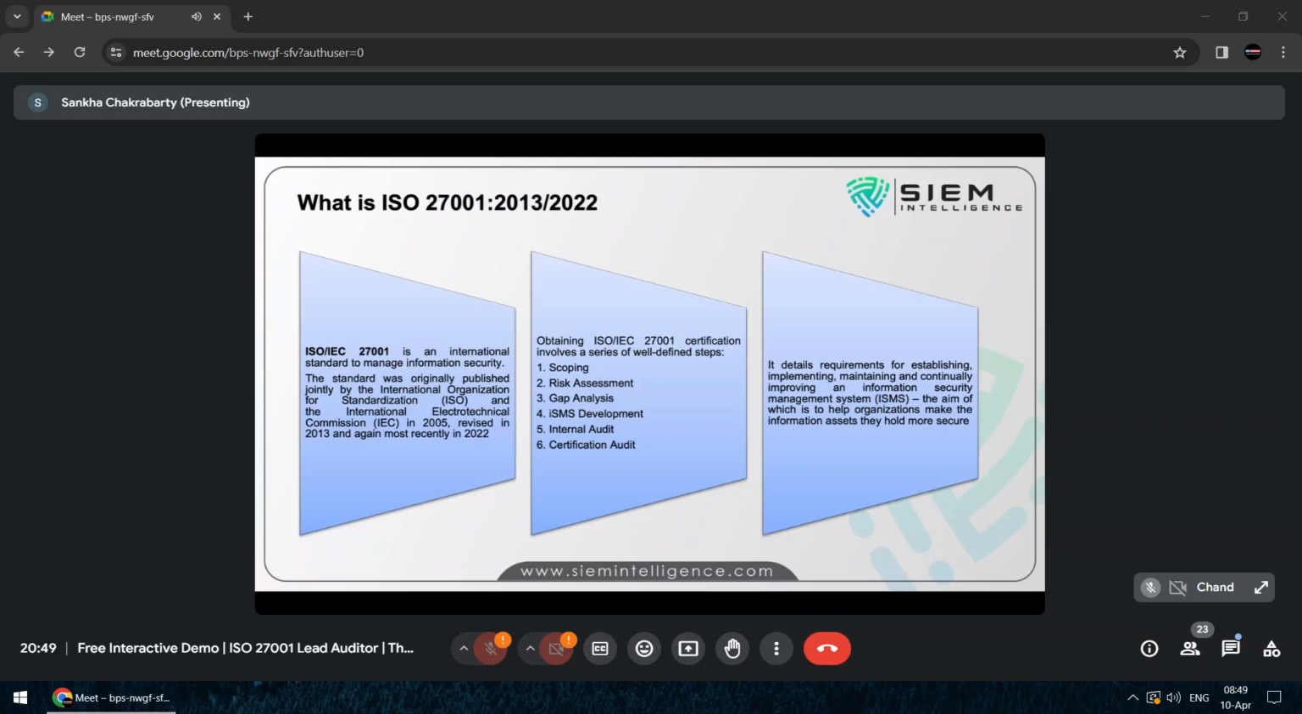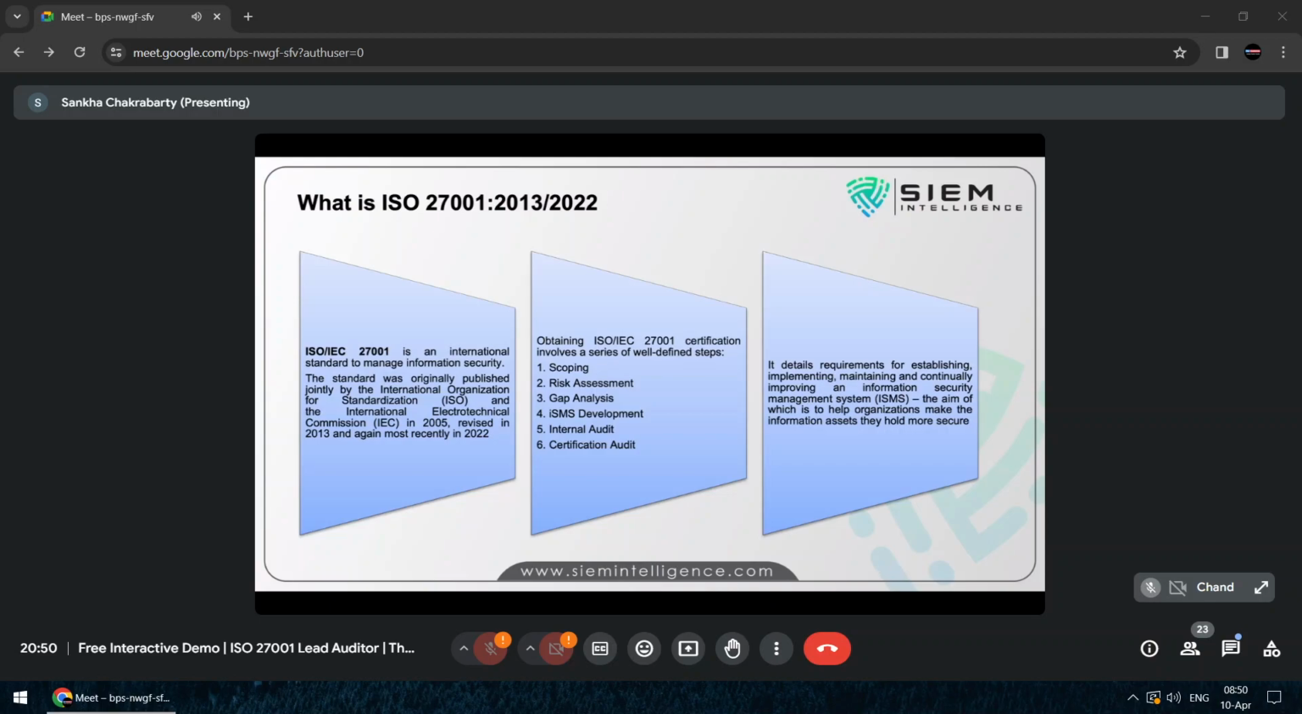Then the next is the ISMS development, where you need to implement the controls and the mandatory requirements. Once you do that, you go for an assessment, which is called the internal audit. You will internally check, by an independent body, whether all the controls and all the requirements are in place. Then finally, you will go for a certification. So these are the six main steps that you need to learn when you are going for an ISO audit or ISO implementation.